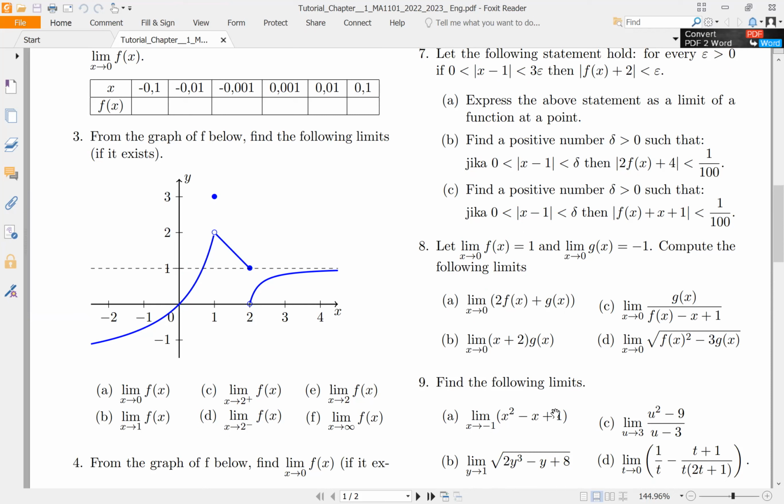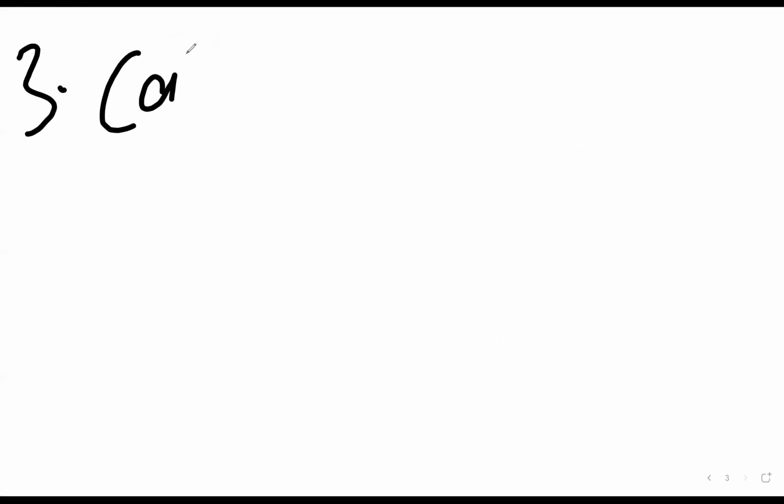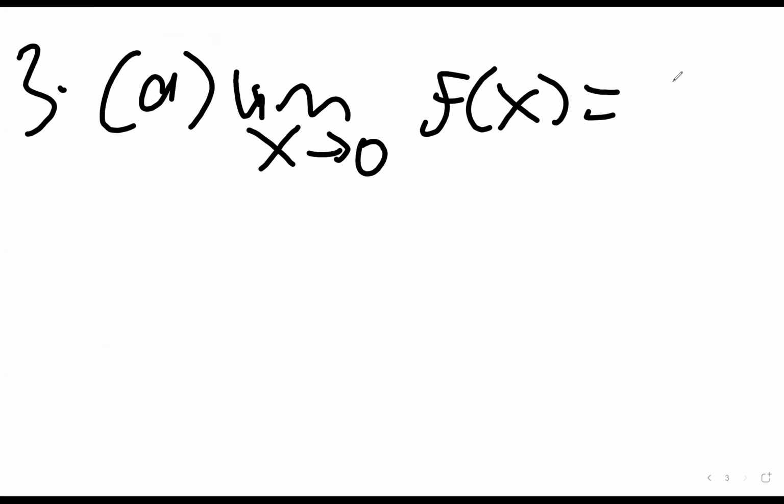For example, in number 3 here is the graph of the function. What is the limit of the function at 0? You'll see that if x is approaching 0 from the right hand side, then the value of f is approaching 0. So the limit from this picture, number 3a, the limit as x tends to 0 of f of x equals 0.